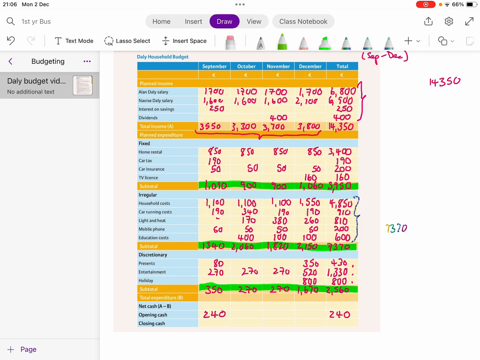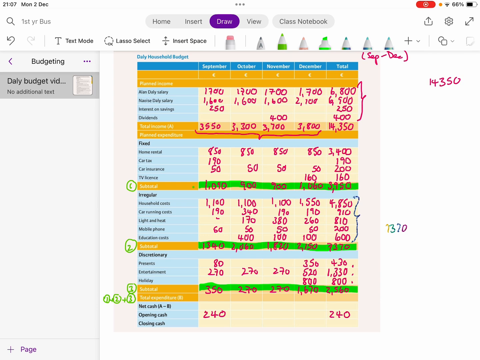So I'm going to call this number 1, this is number 2, and this is number 3. I've also highlighted them in green. My total expenditure column is 1 plus 2 plus 3. So I'm adding all of my green columns together for each month. For example, I'm starting here in September and I have 1,090.